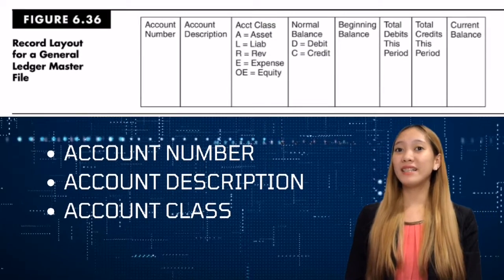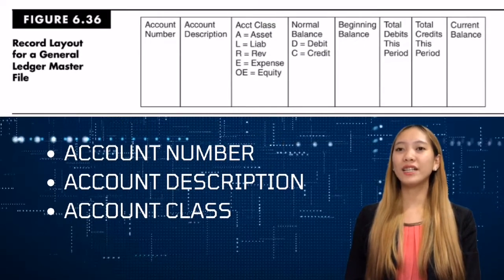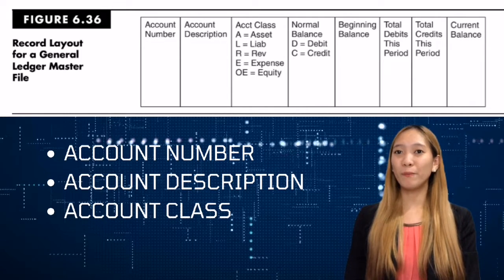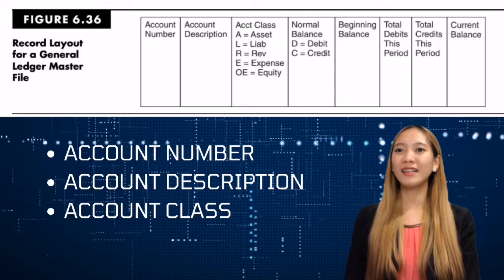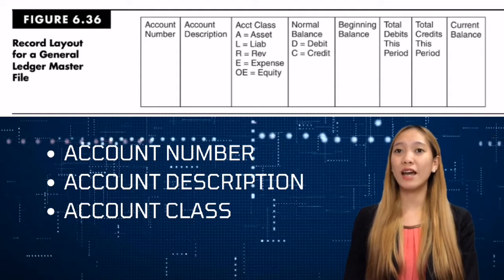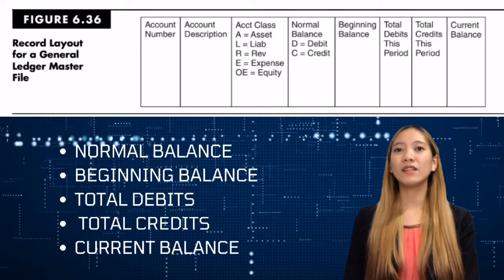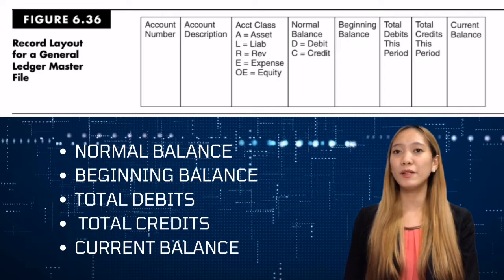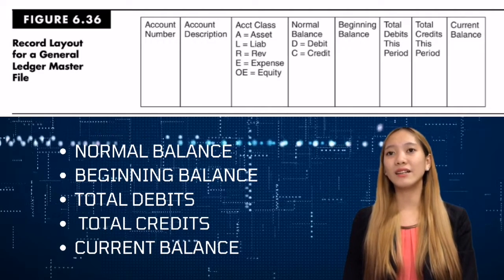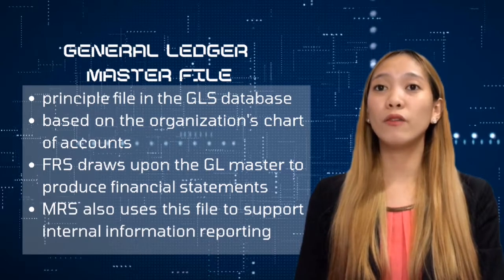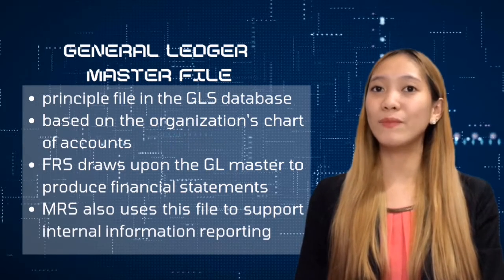Figure 6.36 shows the record layout for a General Ledger master file. It consists of the account number, account description, account class, whether it is an asset, liability, revenue, expense, or equity, the normal balance of the account, the beginning balance, the total debits and total credits for the period, and lastly, the total current balance.